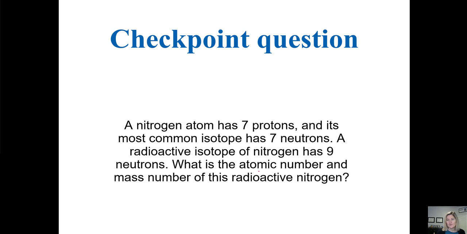So what do you think? First of all, what's the atomic number? Well, the atomic number equals the number of protons. And if there are 7 protons in every nitrogen atom, the atomic number is still 7, right? What's the mass number? Well, we're adding 7 plus the number of neutrons. In this case, there are 9, right? So the mass number would be 16 for this particular radioactive nitrogen. Okay?